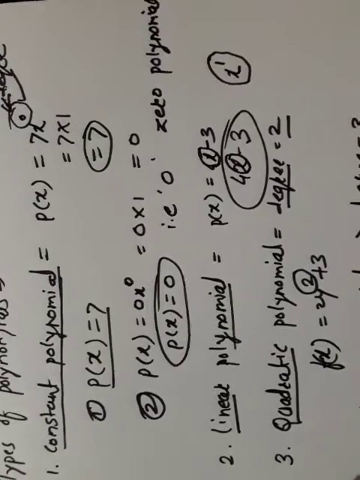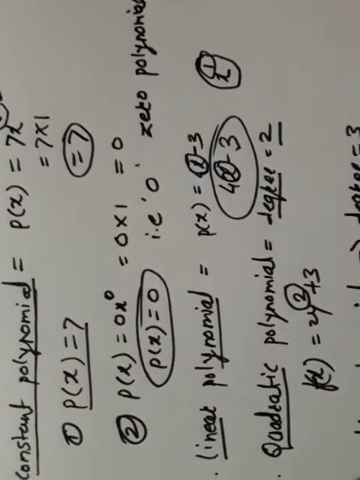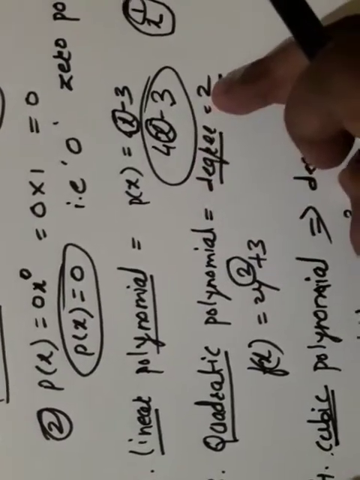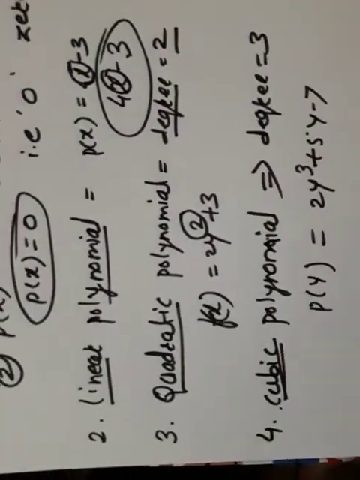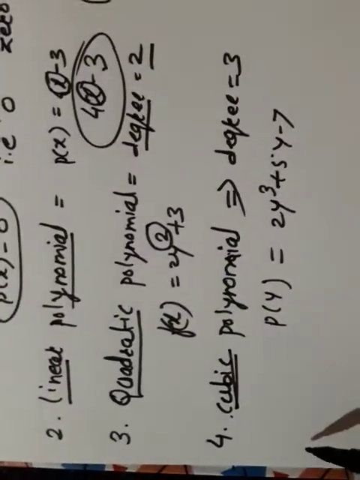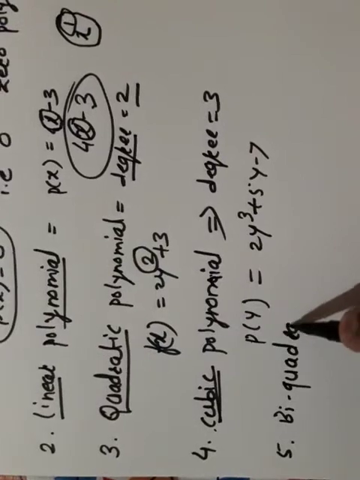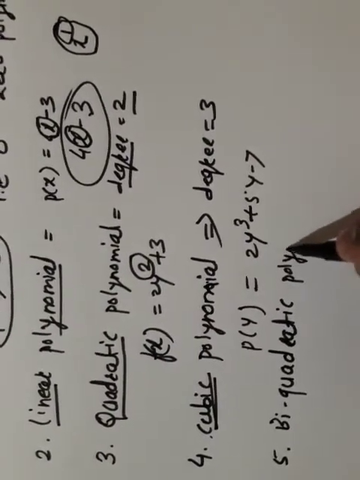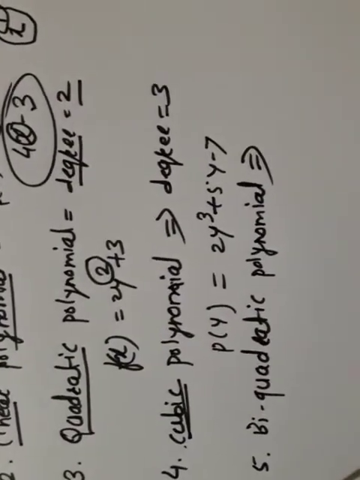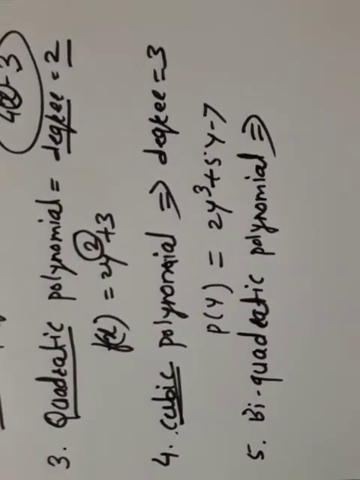Constant polynomial, degree 0. Linear polynomial, degree 1. Next, quadratic polynomial, degree 2. Then the fourth type, cubic polynomial, degree 3. And the next type, the fifth type of polynomial, is biquadratic polynomial. Now 100% you can guess here. After cubic, what will be the situation of the polynomial? I hope you got an idea about it.